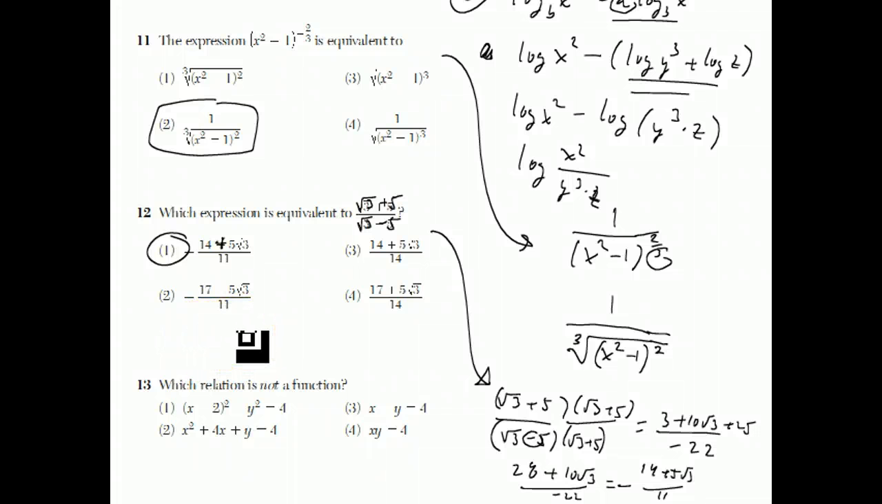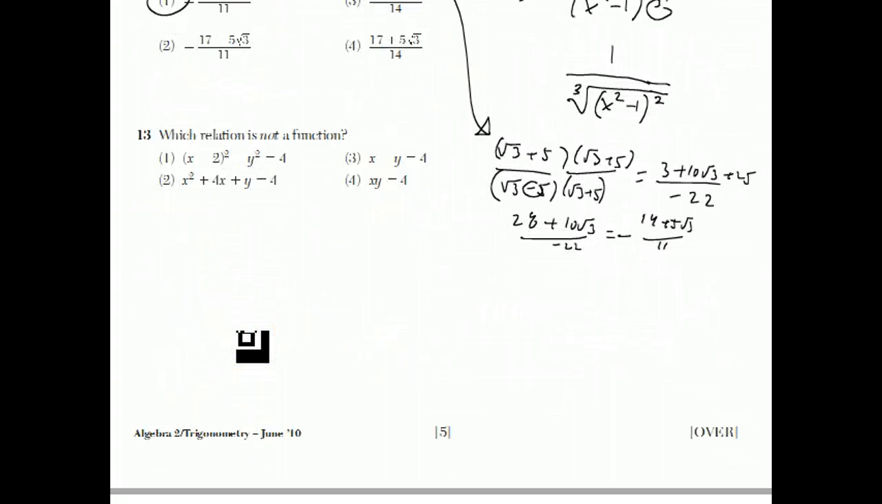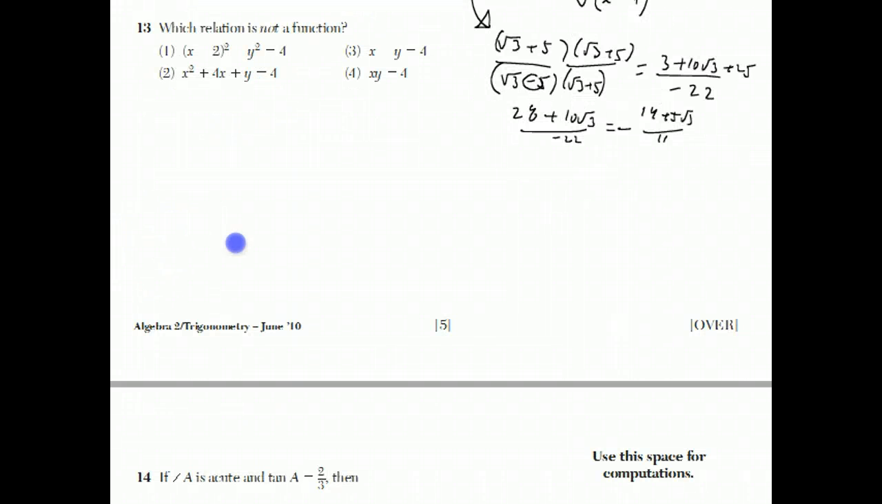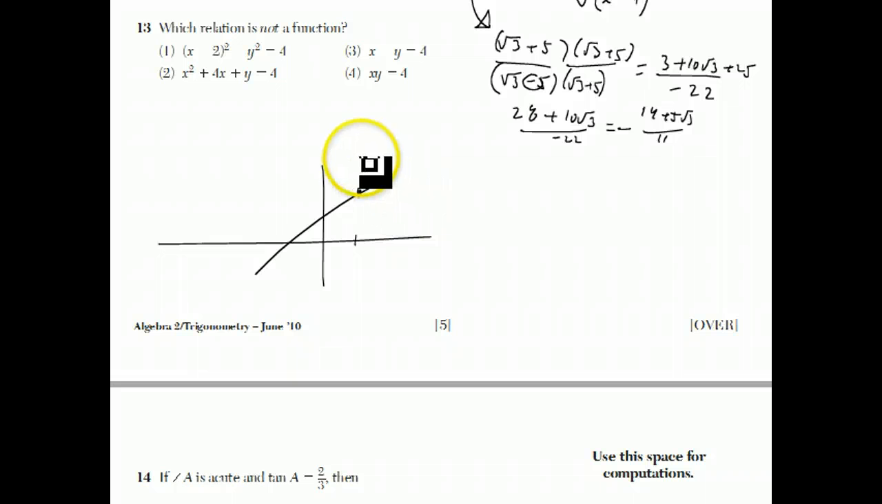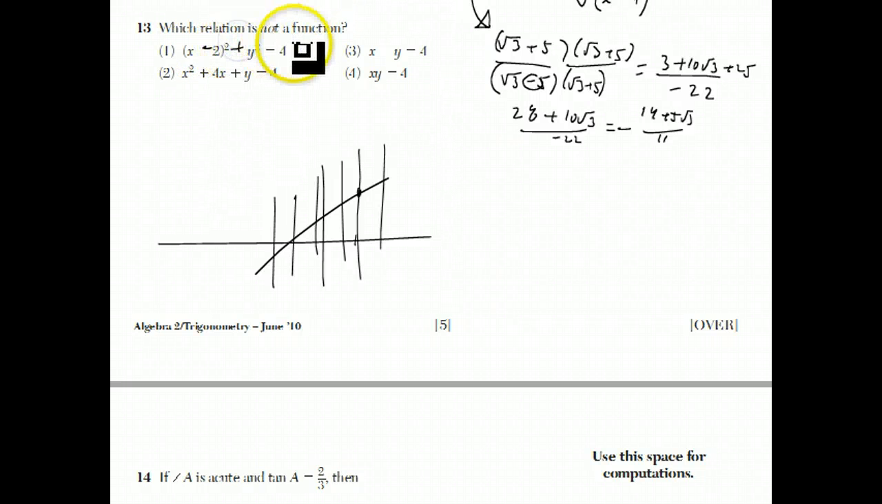Number 13, which is not a function. The thing you need to know for this question is that when you graph a function, for every x value there's only one y value. It passes something called the vertical line test, meaning there's no vertical line you could draw that would hit more than 1 point. Well, when you graph these other things, x minus 2 squared plus y squared equals 4. The graph of that is a circle centered at 2, 0. And because that circle fails the vertical line test in a lot of places, it's not a function.